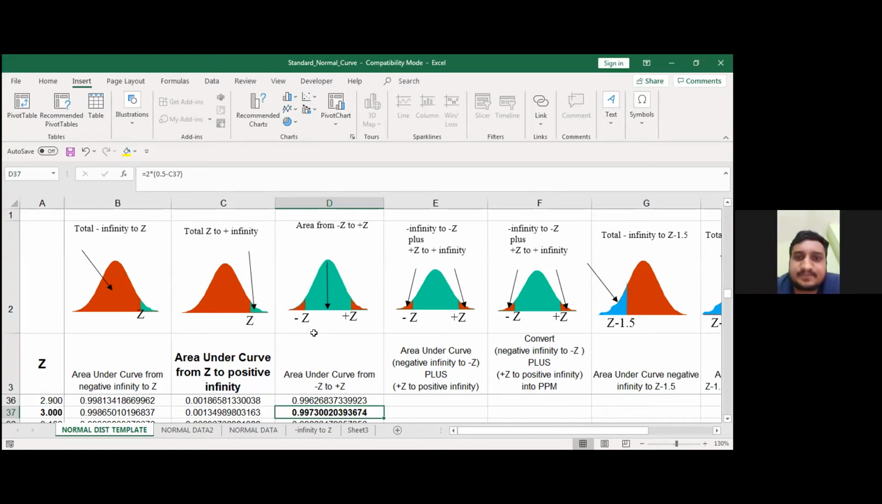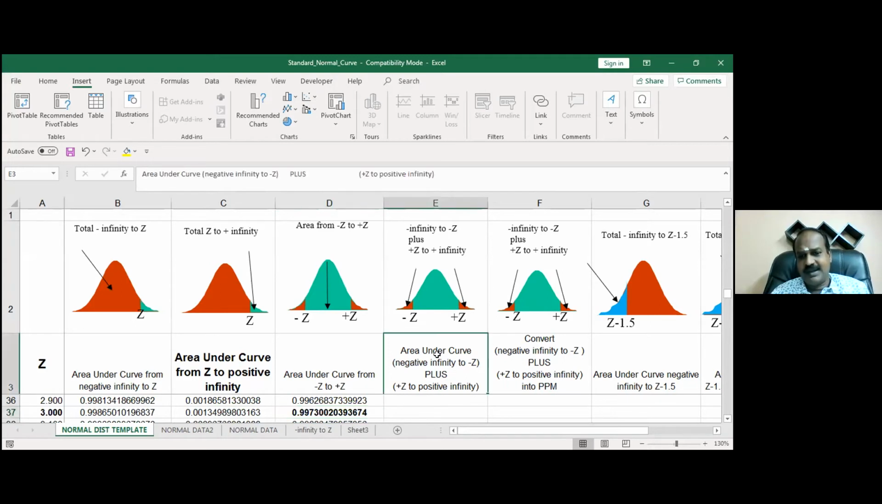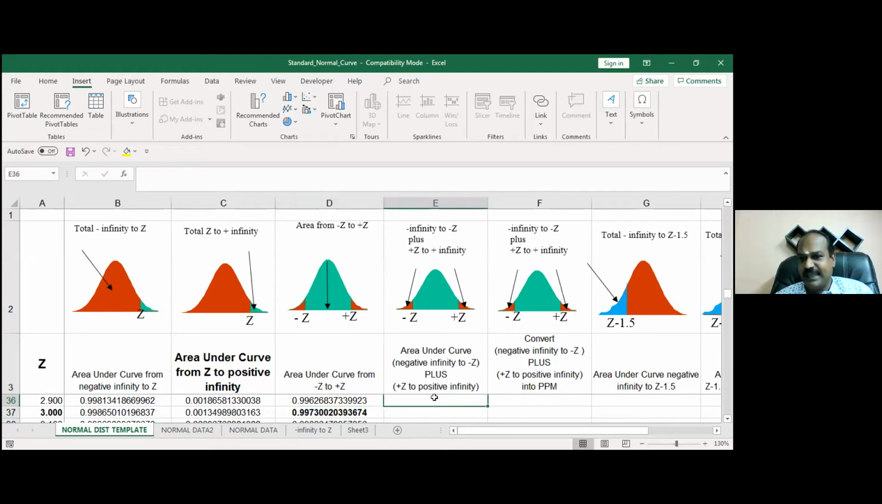Very good. Now, the area under negative infinity to minus Z, plus Z to positive infinity. That means what? Rejection on the left side, rejection on the right side. See, in the previous column, we calculated the green area. Now I want the red area. The red area is there on both sides. Am I right? Yes.